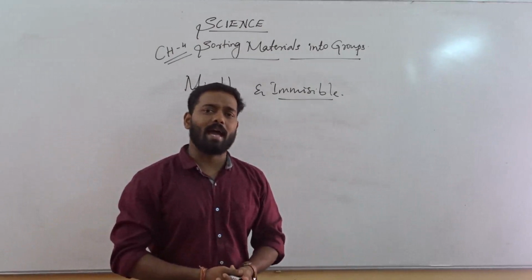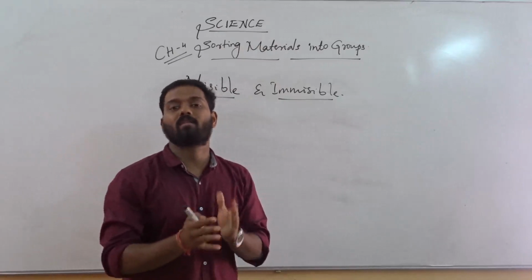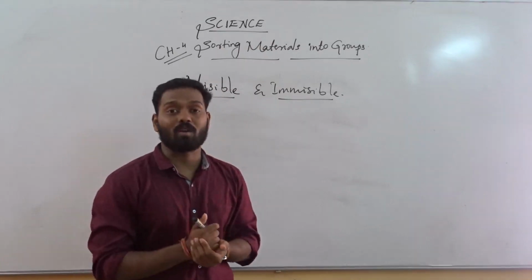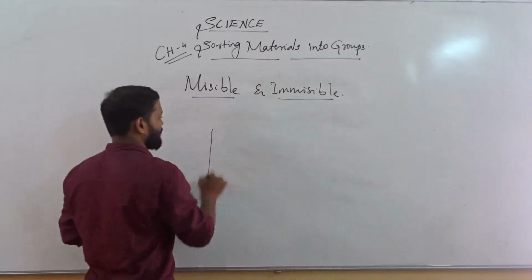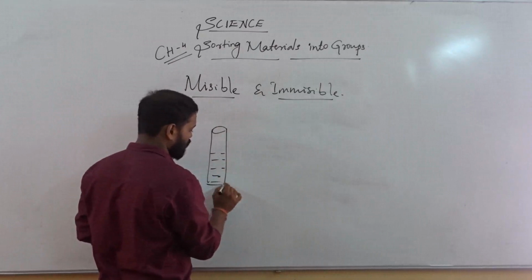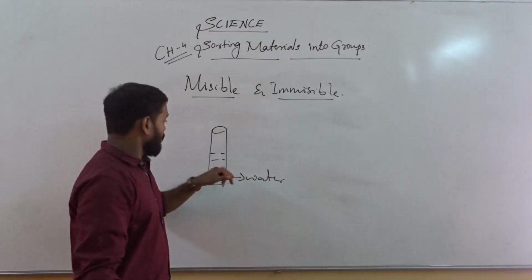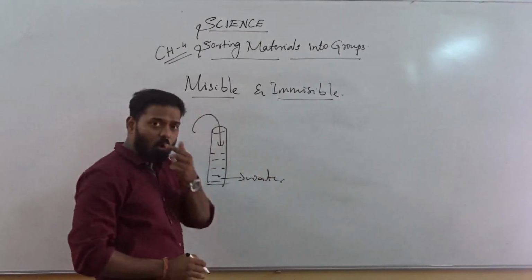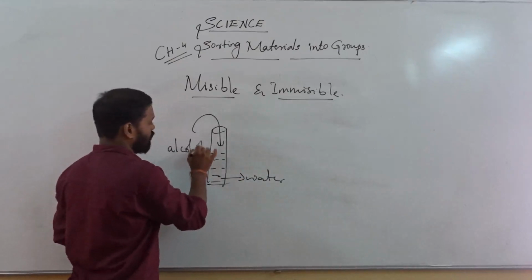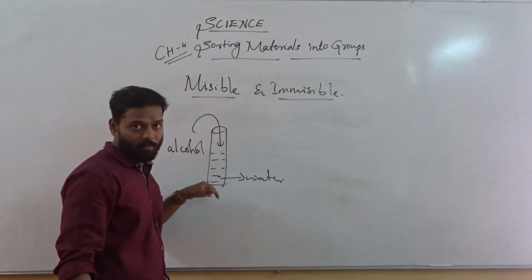What do miscible and immiscible mean? Miscible means, suppose some liquids will dissolve in water, but some things do not dissolve in water. Again, I am going to take a test tube. In the test tube you can take water. Now suppose I add alcohol. When you add alcohol to the water, it will mix properly. It will be dissolved.